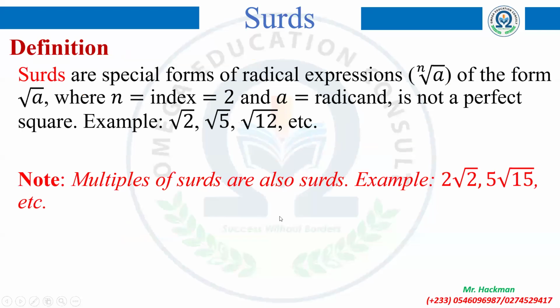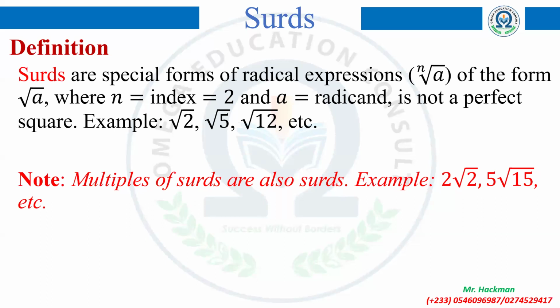So let's quickly go to the definition of a set. Sets are special forms of radical expression. They are still radical expressions, only that because they are special, you've given them the name sets. Of the form root of a, usually you write the square root of a, where n, which is your index, is equal to 2, and your a, which is the radicand, is not a perfect square. So your radicand must not be a perfect square.